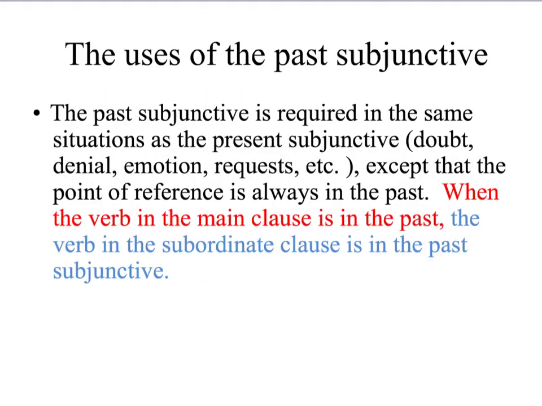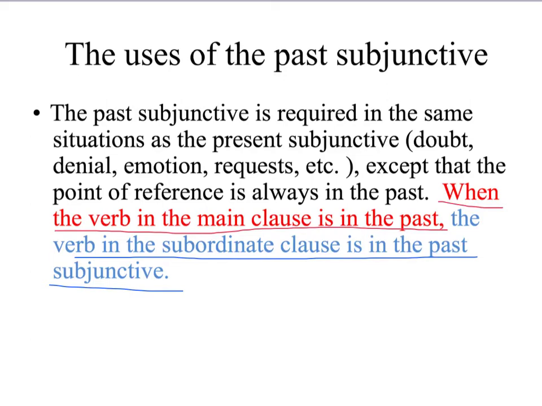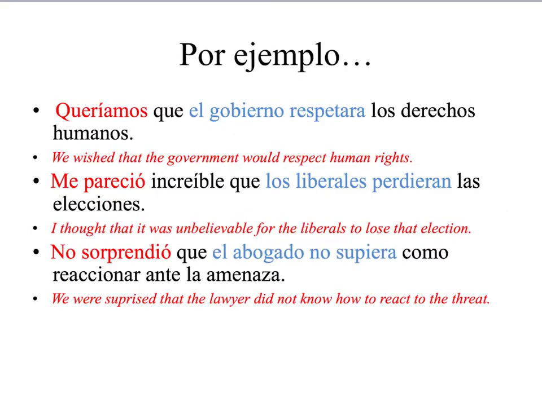The uses of the past subjunctive. So the past subjunctive is required in the same situations as the present subjunctive, anytime there's doubt, denial, emotion, polite requests, etc., except that the point of reference is always in the past. So when the verb in the main clause is in the past tense, then it requires that the subordinate clause be in the past subjunctive. You can tell that by looking at what comes to the front. For example, we say, queríamos que el gobierno respetara los derechos humanos. So notice that our queríamos is in the past tense, which is why we are requiring the past subjunctive here.